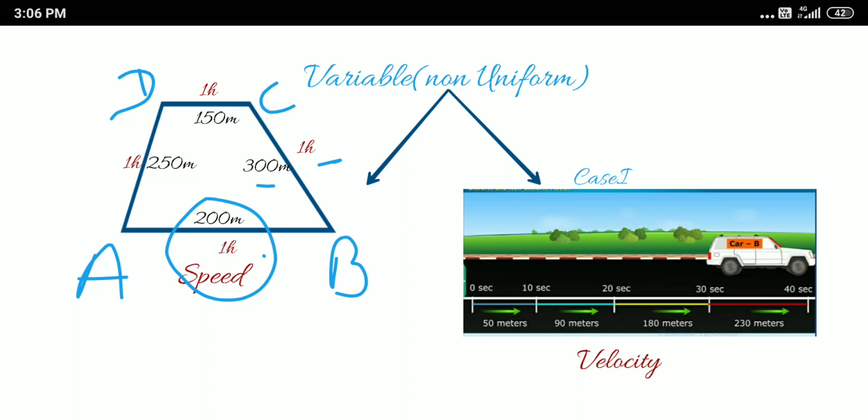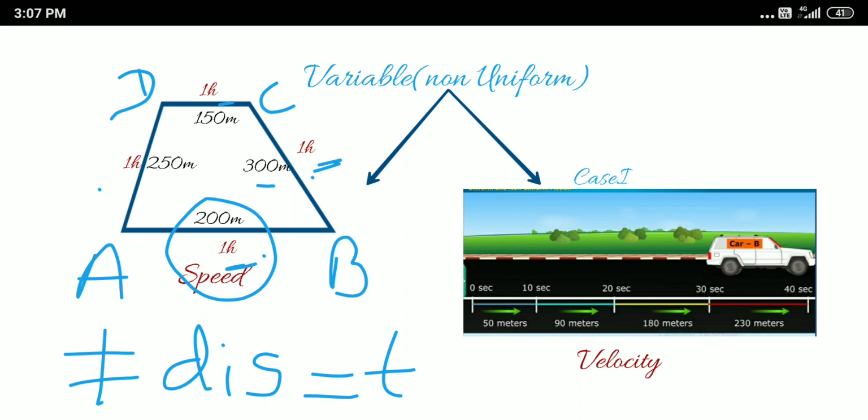So what are we observing? We are observing an object travelling different or unequal distance in equal time interval. So how do we define it? We can precisely say when an object covers unequal distance in equal time interval, then the object is said to be moving with variable or non-uniform speed. Am I clear?